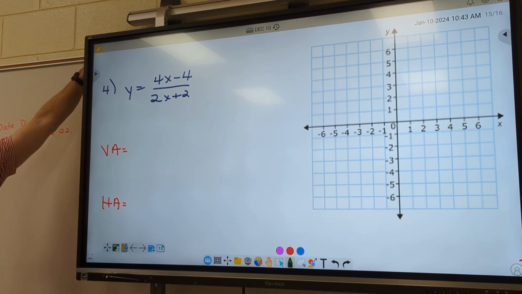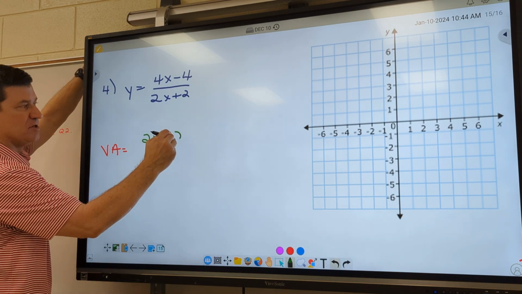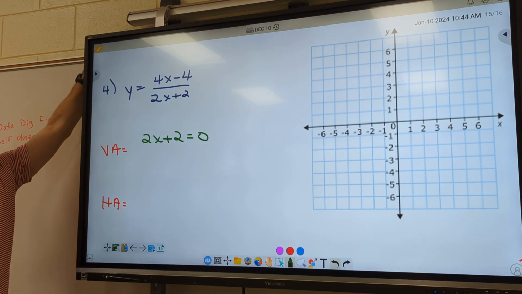Right, so number one, how did we find the vertical? What did we do? Look back if you need to. We brought down the bottom of the fraction and we set it equal to 0. We're going to do that every time.